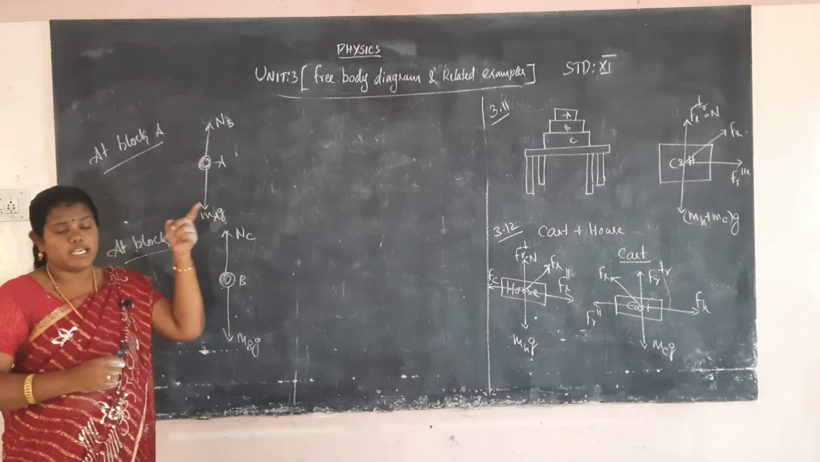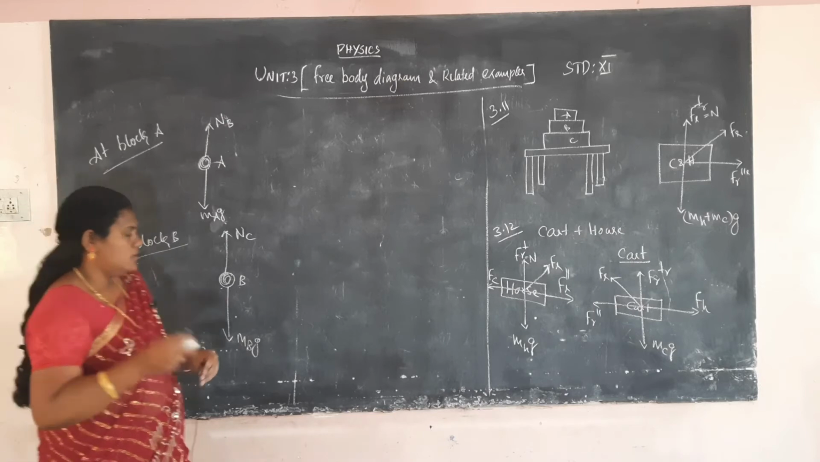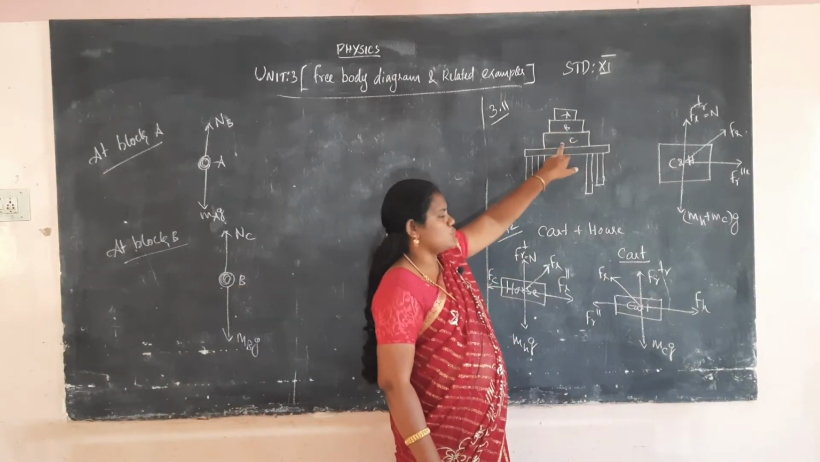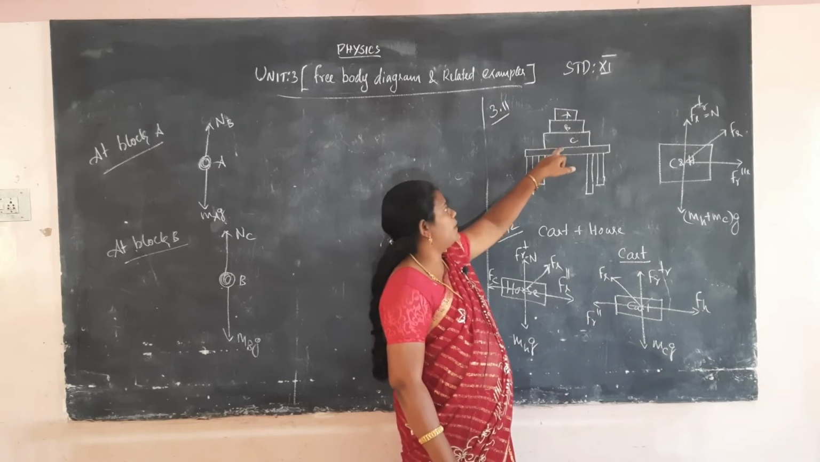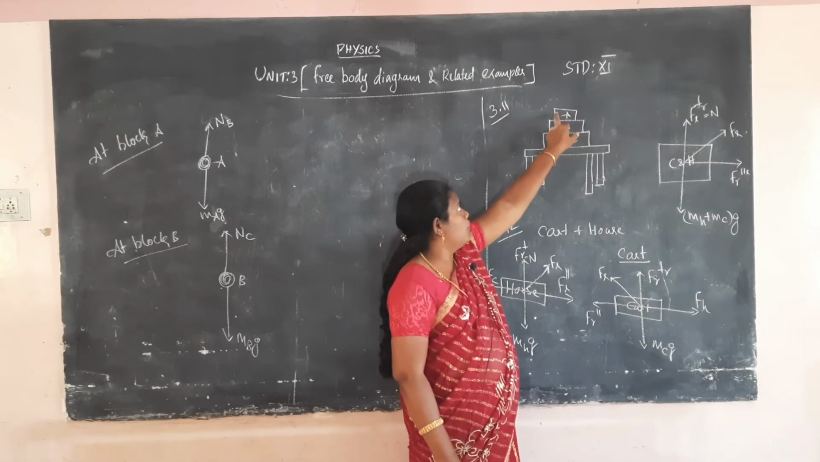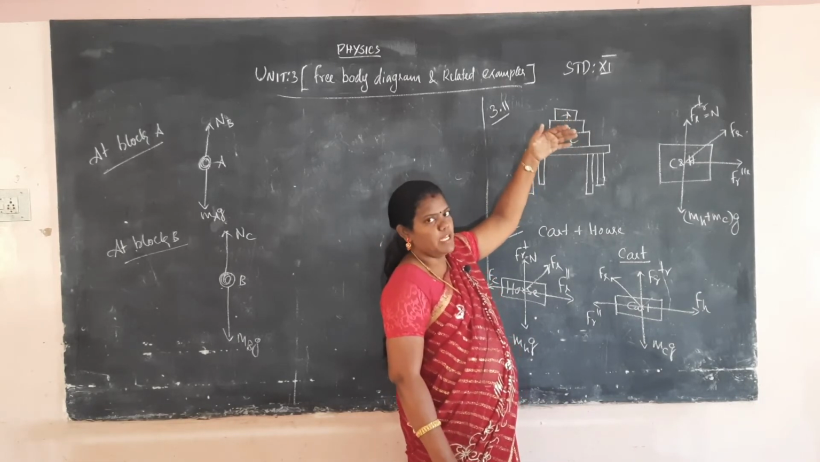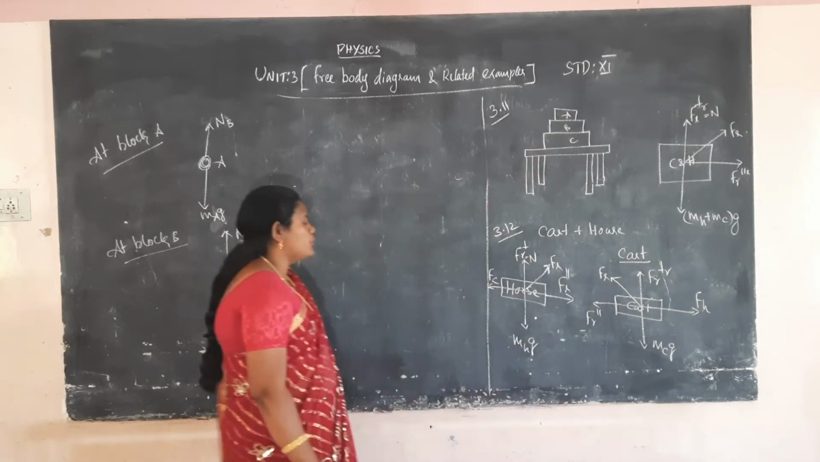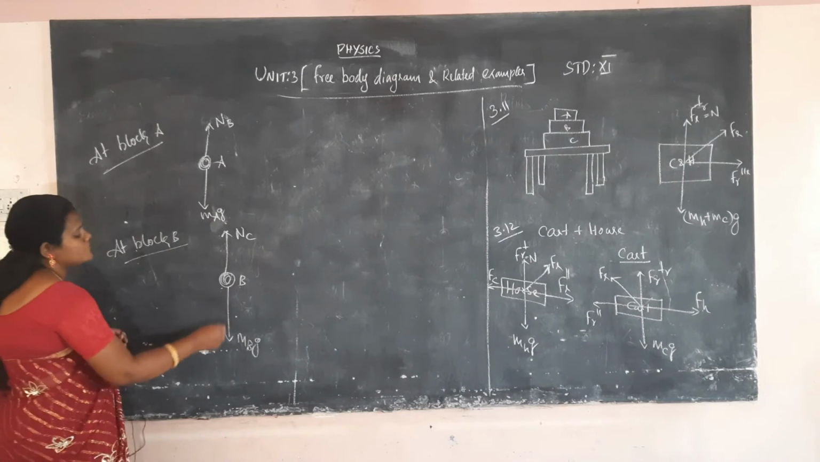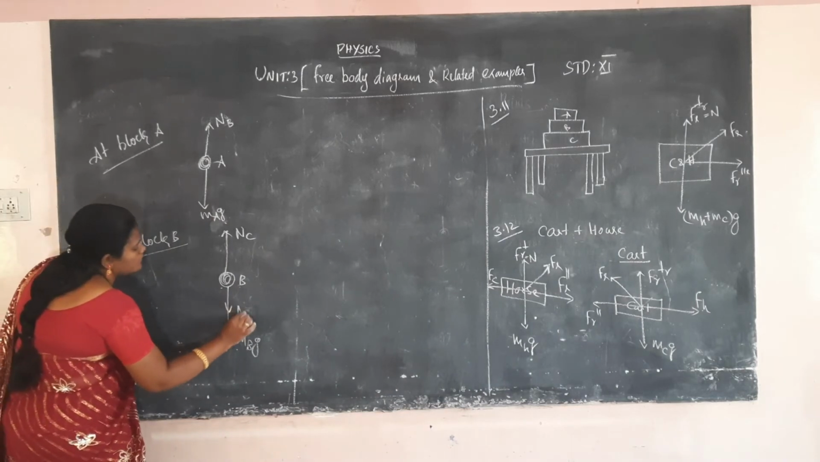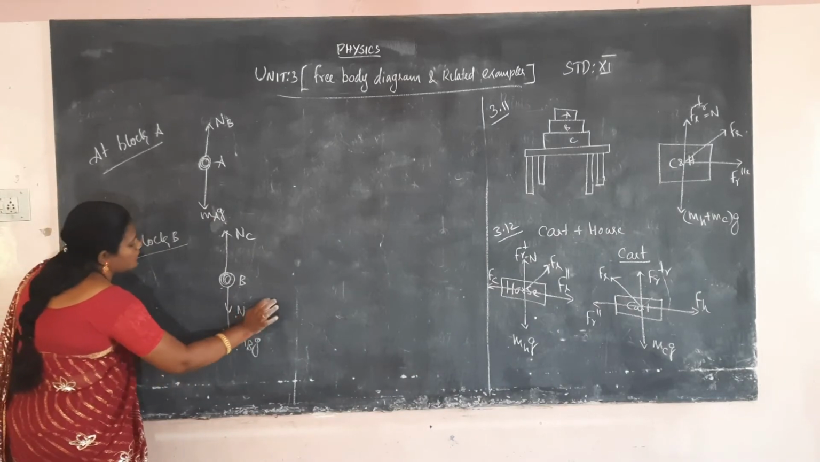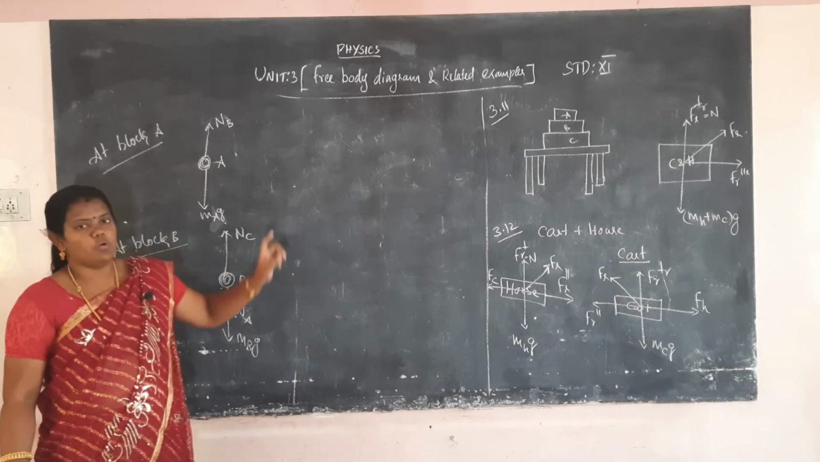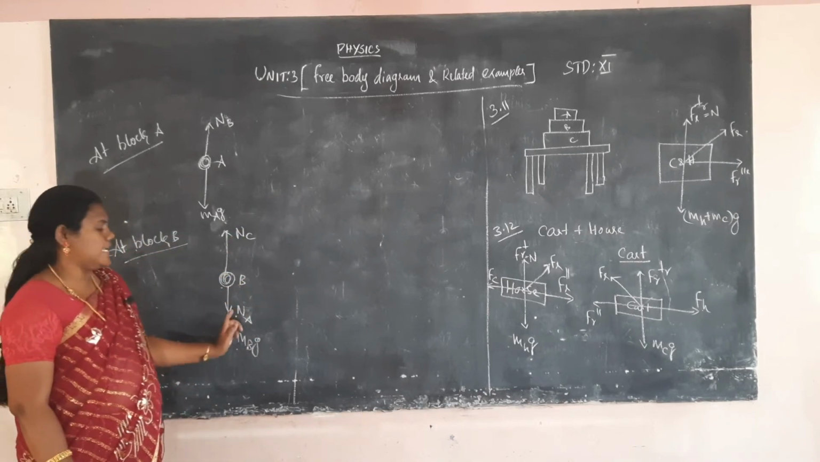Another force is there that we have to consider at B. B will be giving a downward force to C, C will be giving an upward force to B, and block A is also above B, so A will also be giving a downward force. So how to mention that downward force? N_A. The force given by block A we also take as downward, that is N_A.